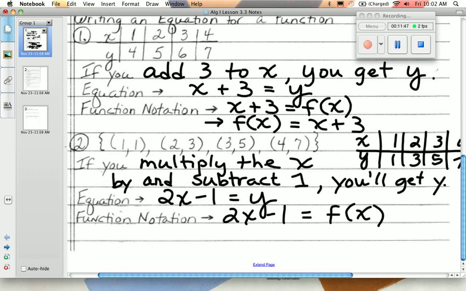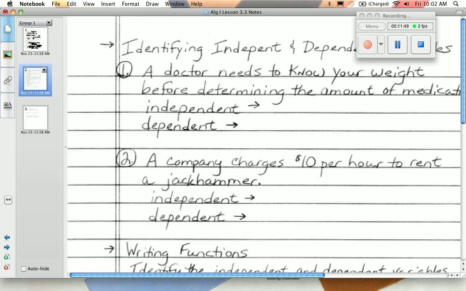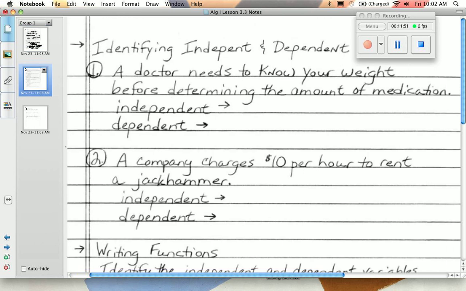Okay, then let's go to the back side. If we're given a situation in words, we have to decide what's the controlling variable, what's the thing that kind of controls the situation, and then what's the result of that. So remember, the independent variable, the x, controls the situation, and then whatever happens with x gives us our y.